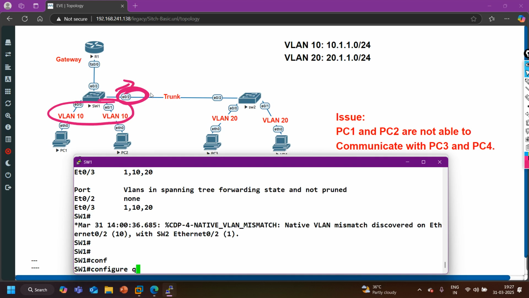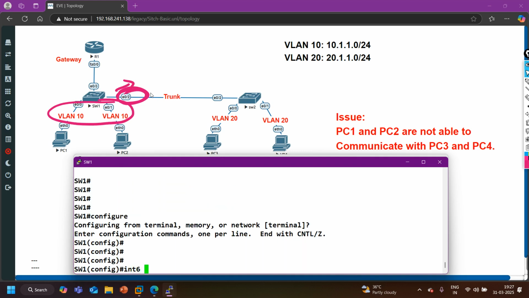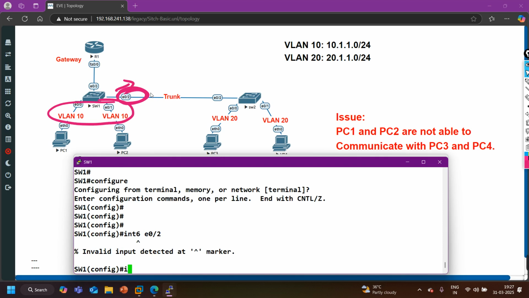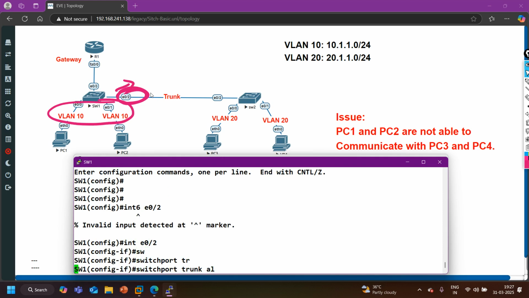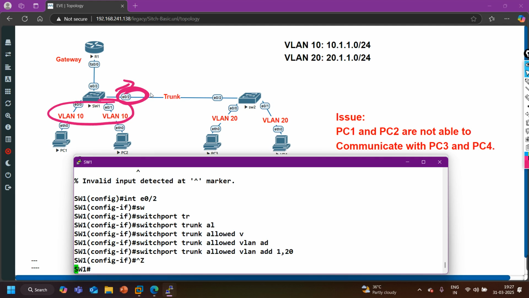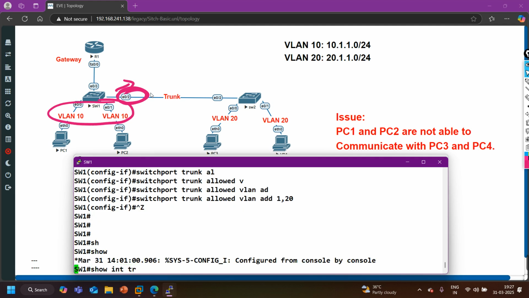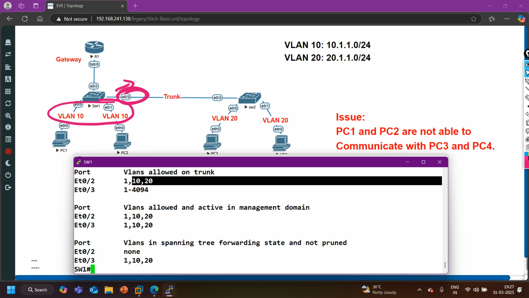First of all, let me allow all the VLANs here. Config t, interface E0/2, switchport trunk allowed vlan add. I am adding VLAN 1 and VLAN 20, right? And now show interface trunk. On the trunk link 0/2 you can see VLAN 1, 10 and 20, all the VLANs are allowed.